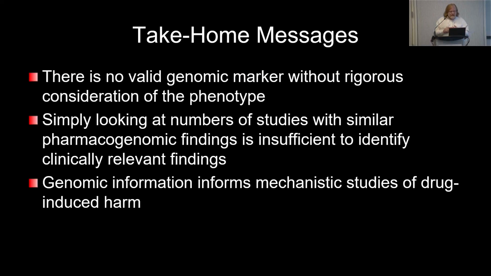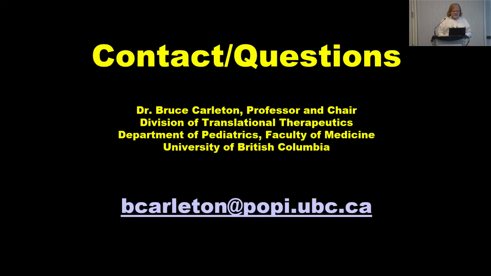And lastly, genomic information is really important, less about predicting in whom the adverse event is occurring, but it informs the mechanism of drug-induced harm. What's the mechanism? That's how we're going to solve these problems and come up with solutions to drug-induced toxicities, by understanding the mechanism, the biology that underlies harm. Thank you very much.